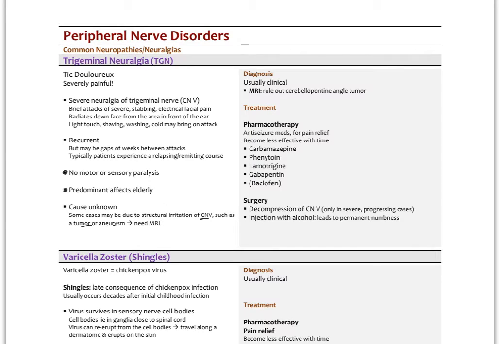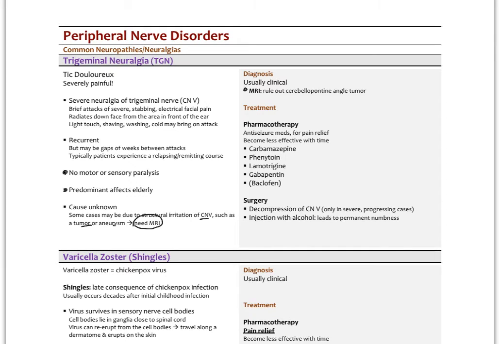So in some cases, we actually do an MRI just to confirm there's nothing compressing the nerve, making it worse. And so that's sometimes part of the initial workup to be sure there's not something that's actually treatable there. So usually the MRI is used to look for tumors that might be compressing CN5.